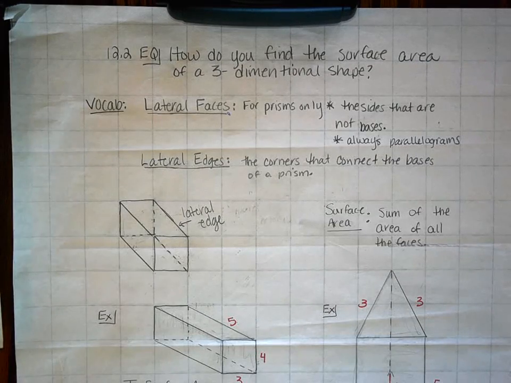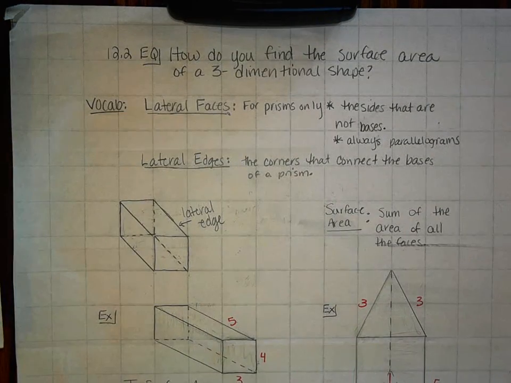Okay, today we are going over section 12.2 and the essential question is how do you find the surface area of a three-dimensional shape? Today we are going to be looking at prisms and cylinders only. So we're going to start with some vocabulary words, and the first one is lateral faces.